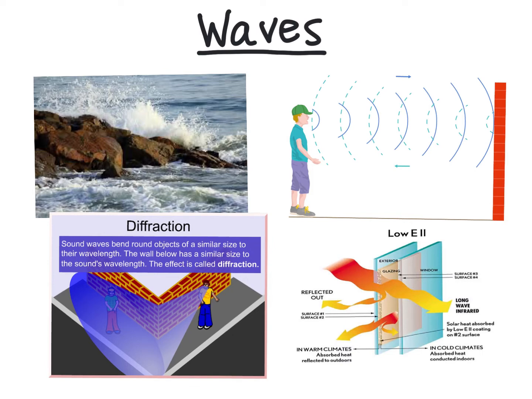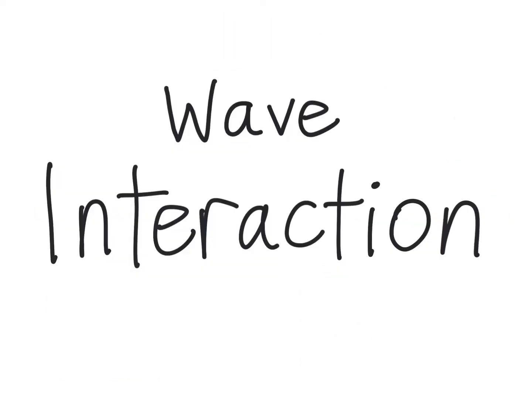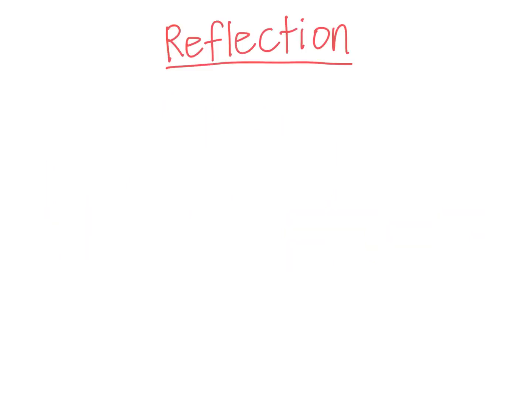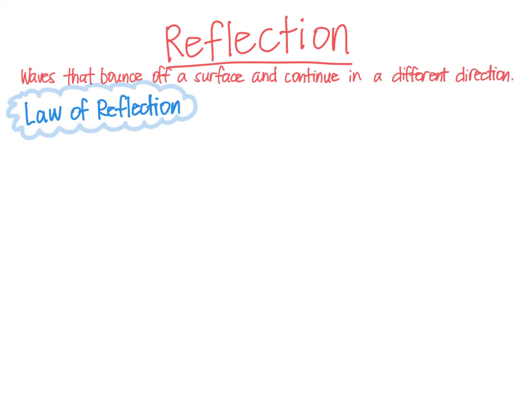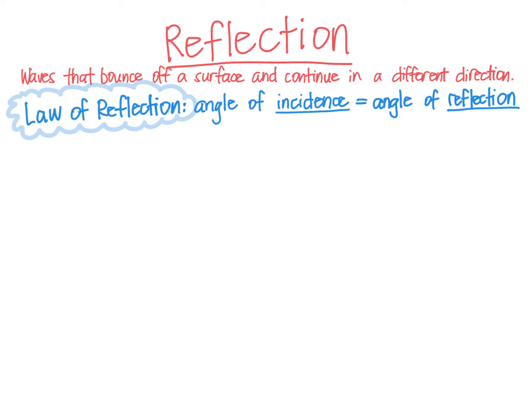As they interact with different materials, they behave in different ways. And that's what we're going to talk about today. Here are the different ways waves can interact with other materials. First one, reflection. Waves can reflect. When they come in contact with something, they can bounce off and head in a different direction.